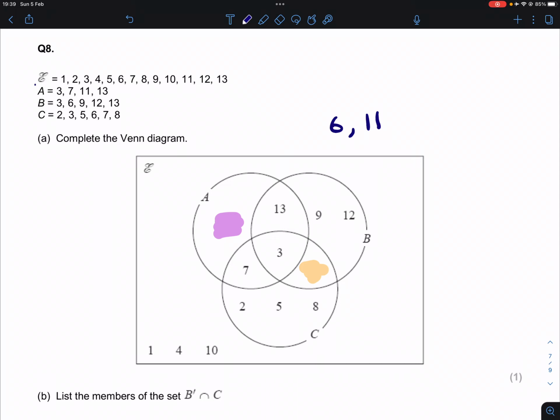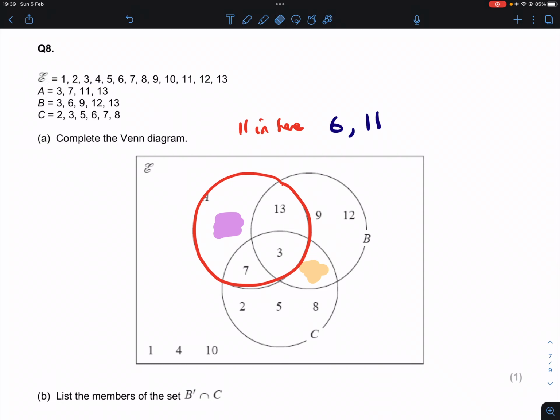If we look at what is supposed to be in set A, 3, 7, 11, and 13, that means 3, 7, 11, and 13 need to go in that circle. So straight away you would be inclined to think that 11 goes there. Technically, we don't know 100% where 11 goes, other than that it is somewhere in here. So I'm just going to make a note of that for now. 11 will be somewhere in there.